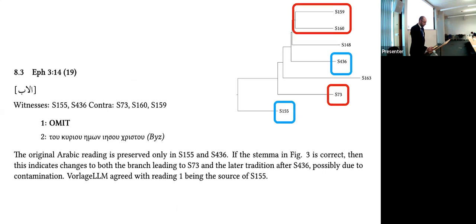In this version, the Arabic omits this phrase from the Greek. The original Arabic reading is preserved only in S155 and S436. So you can see here from the stemma, the original reading was preserved here in the blue, which doesn't quite fit the stemma. The only way you can explain this from the stemma is if there's some kind of contamination between these branches, or if it's an independent change from this point and from this point. The four-layer LLM agreed with reading 1 as the source of Sinai Arabic 155.